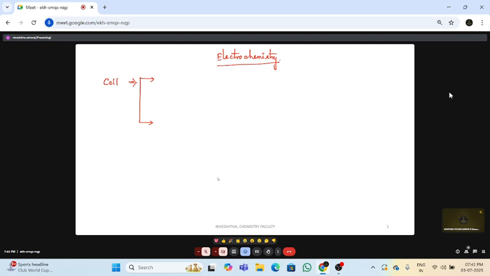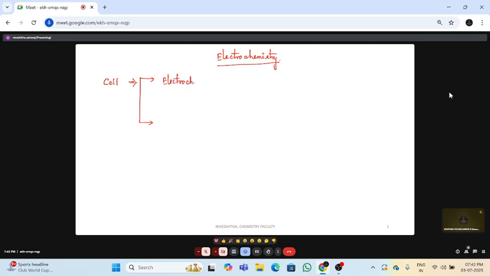Fine. So a spontaneous reaction is a chemical reaction which can occur by itself. In a cell or in a device, if a spontaneous reaction is occurring, then that kind of cell is called an electrochemical cell.